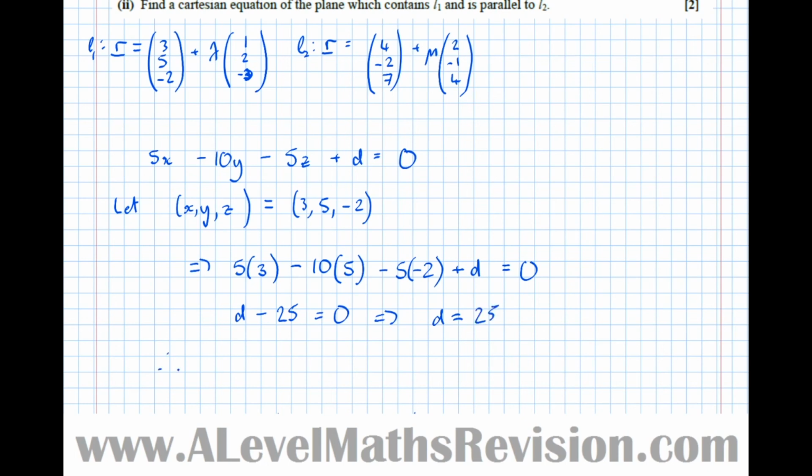Therefore, the Cartesian equation of the plane is 5x minus 10y minus 5z plus 25 equals 0. And what we could do if we want to simplify it a little bit, arguably simplifying, I suppose might not really be simplifying, but all of these are divisible by 5, so we can divide both sides by 5. I'm not going to bother, but you can if you want. It's an equivalent, arguably simpler form. But that answer as it is is perfectly acceptable.